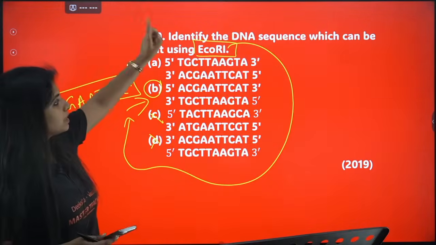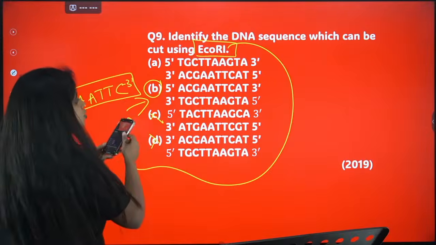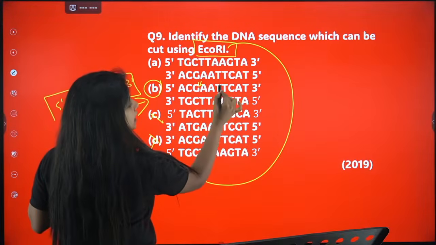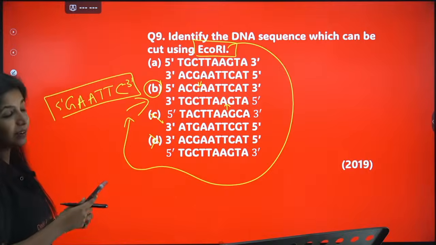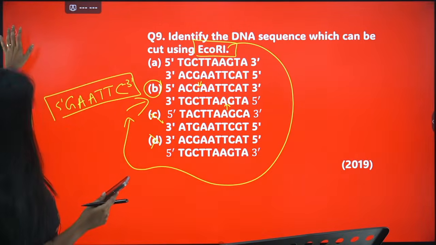Okay, why? Because EcoRI cuts between G and A of GAATTC. Similarly, here also it will make a cut. Okay, they are palindromic sequences.